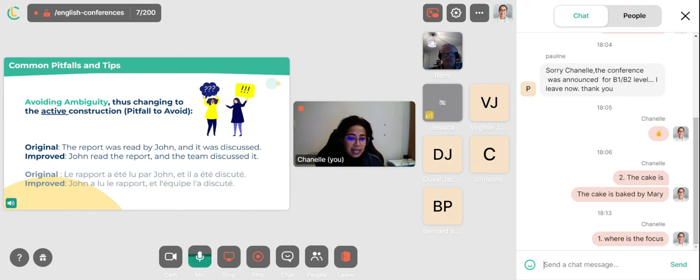Okay, so as we said, passive voice or active voice, it avoids ambiguity. So toutes les choses sont claires. Everything is clear. The report was read by John and it was discussed. Très bien. John read the report and the team discussed it. Donc, that shows that in the first sentence, the report was read. C'est la voix passive. The report is important. Le deuxième, John read the report. So now it is John that is the focus. He is important. So where do we want our importance to be? The subject or the object? Il faut choisir.